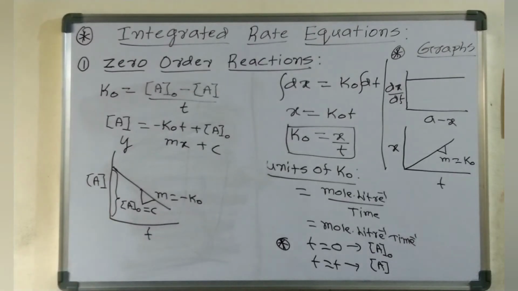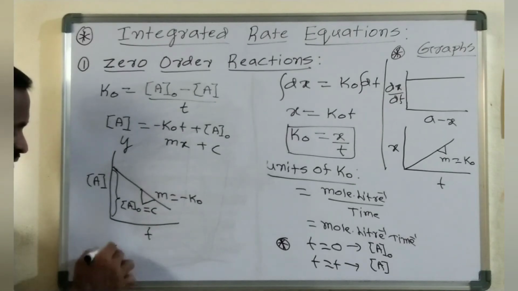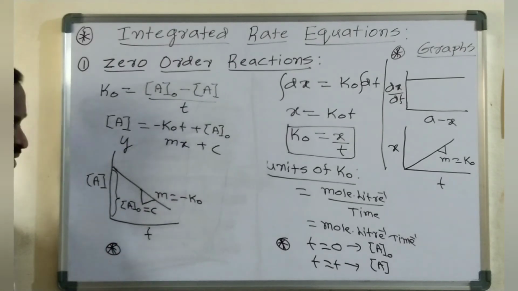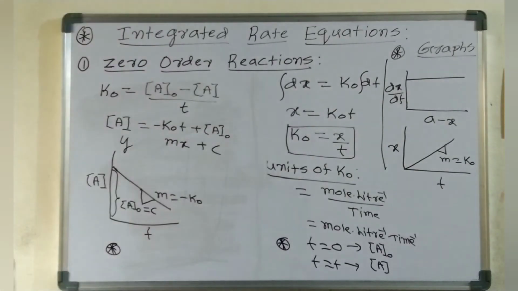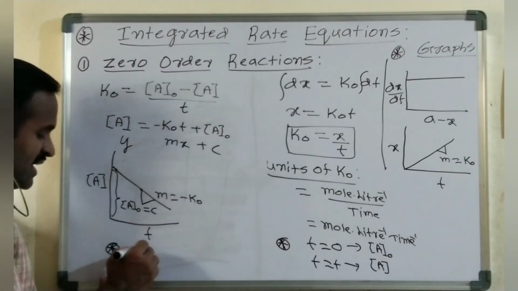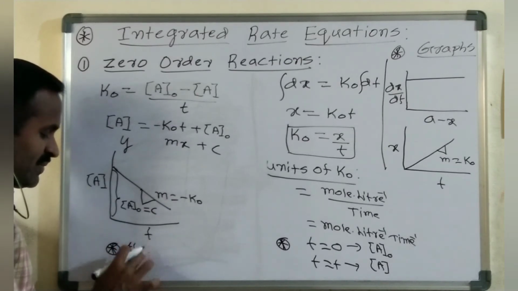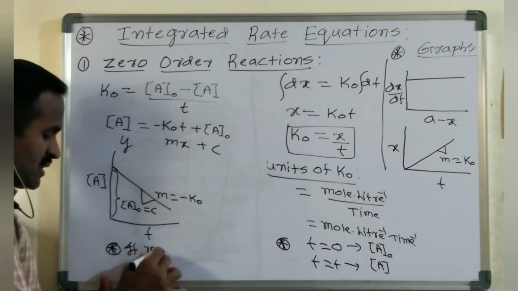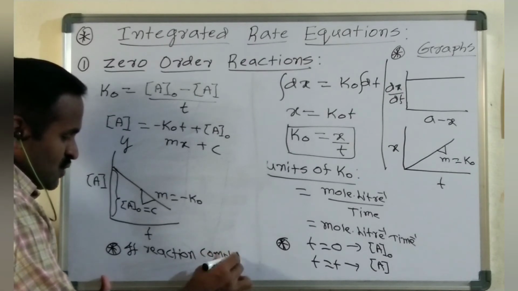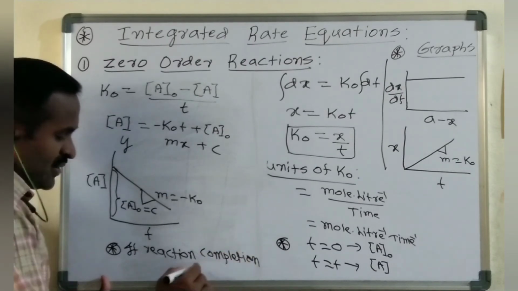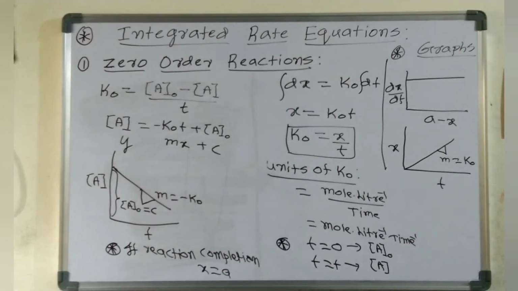This is also another one we can write generally. For completion of the reaction: if the zero order reaction is completed, then the initial concentration, whatever change in concentration x there is, is all completely consumed. So if the reaction is completed, x will become A.